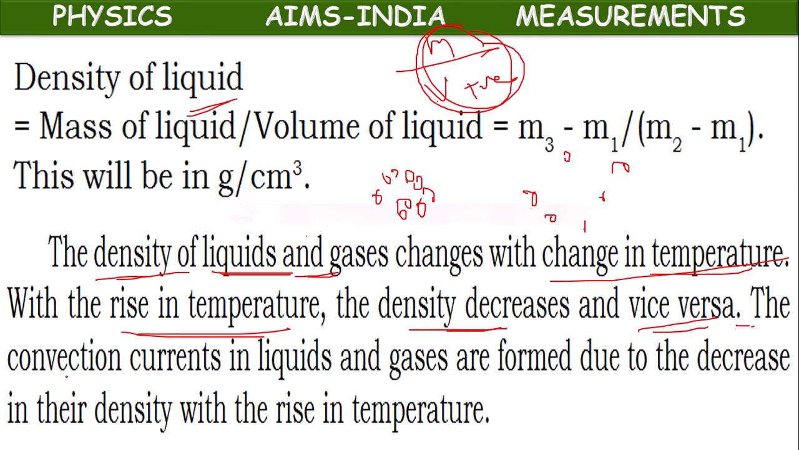Okay, the convection currents you will be studying in your higher classes in liquids and gases are formed due to the decrease in their density with rise in temperature. In liquids and gases, the flow of the atoms or molecules will happen due to the decrease of density with rise in temperature.